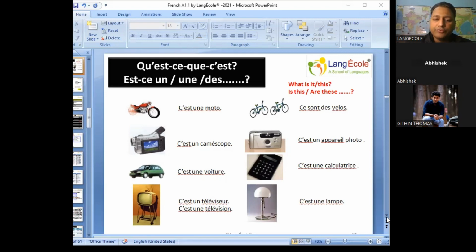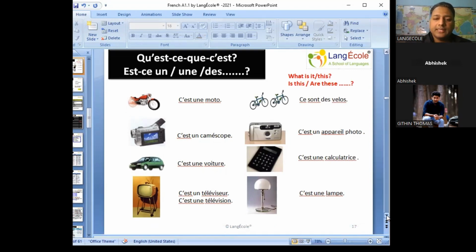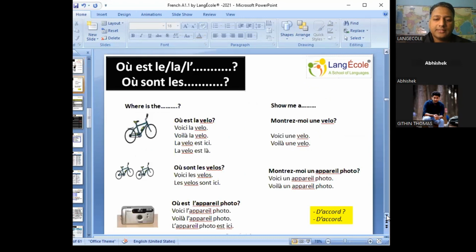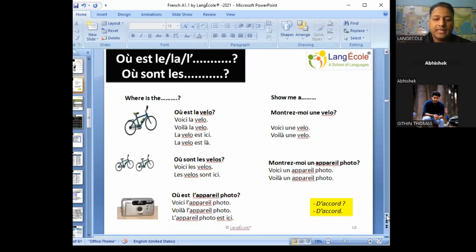So let's move forward and see other questions which can be asked with articles. Now in this slide, we'll be using articles. Which ones? Le, la, les. And these are definite articles.